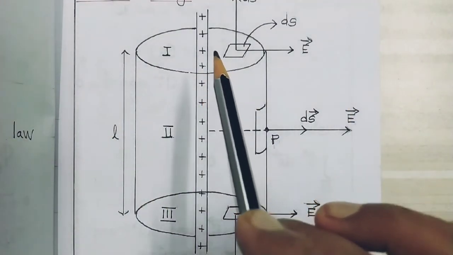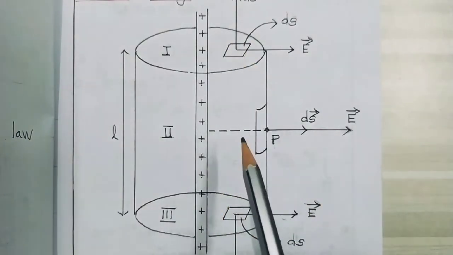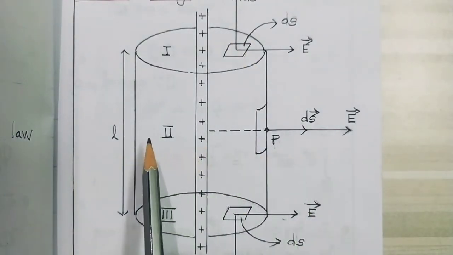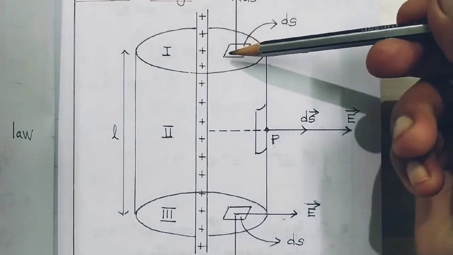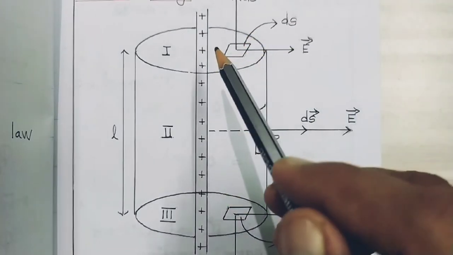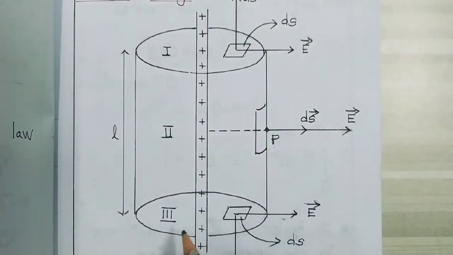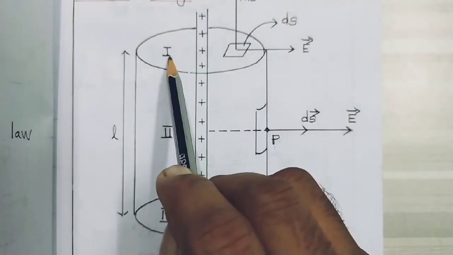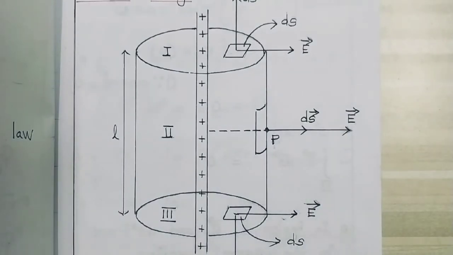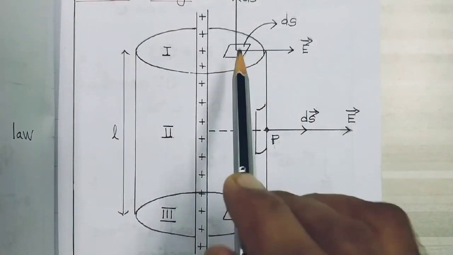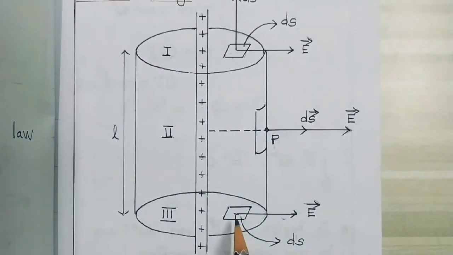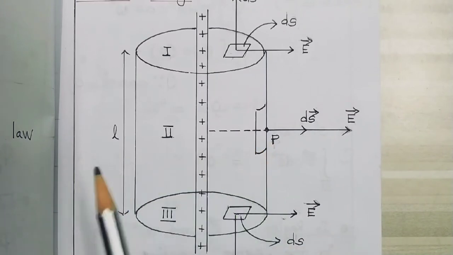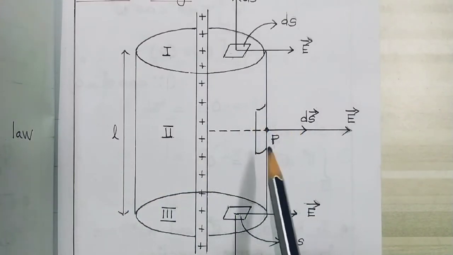Here the cylinder has got three surfaces. One is the curved surface all around the wire. It is marked as region 2. And the top surface and the bottom surface, which are circular in shape, they are marked as region 1 and 3. Now, in this portion, I have taken a small surface ds. Similarly, here also I have taken a small surface ds. Again, on the curved surface, I have taken a small surface ds.